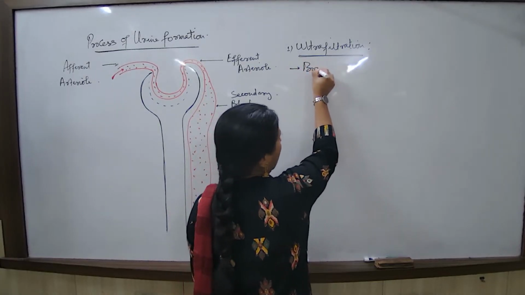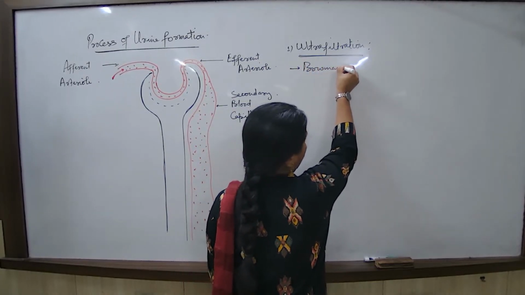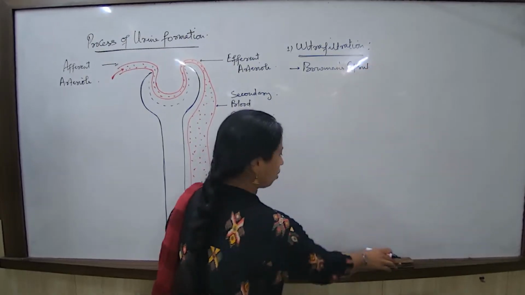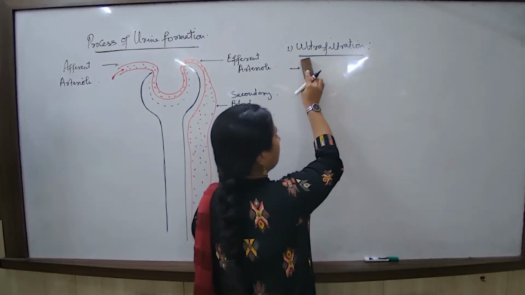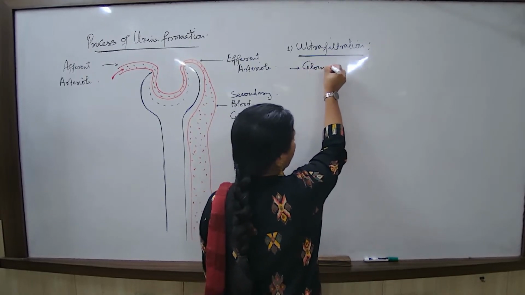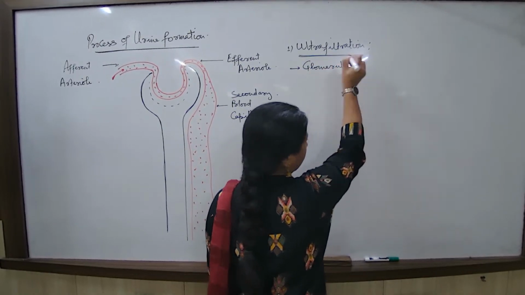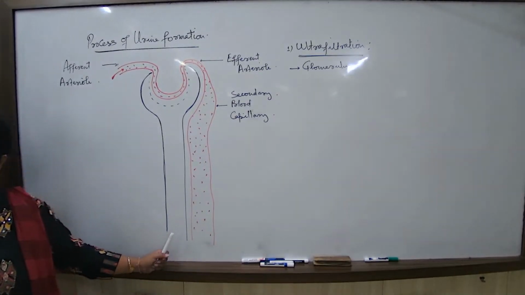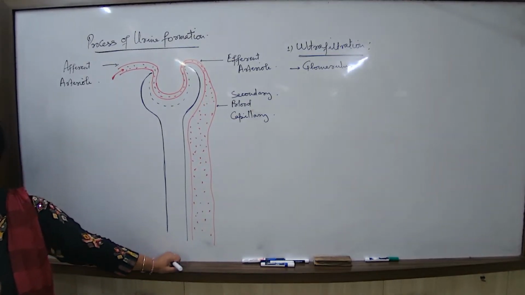The process of ultrafiltration takes place in the Bowman's capsule and the glomerulus, or I would say the entire process of ultrafiltration majorly takes place in the glomerulus. We had defined the word glomerulus earlier. What is the definition of the word glomerulus?